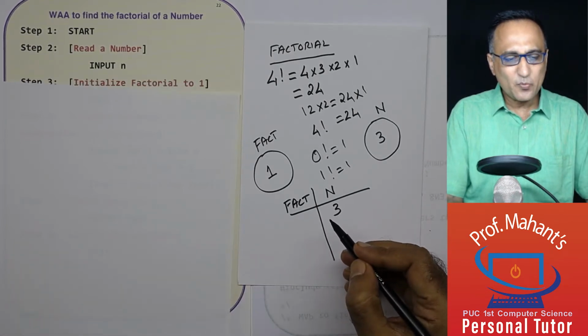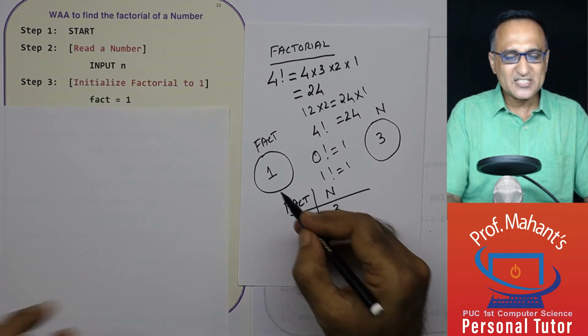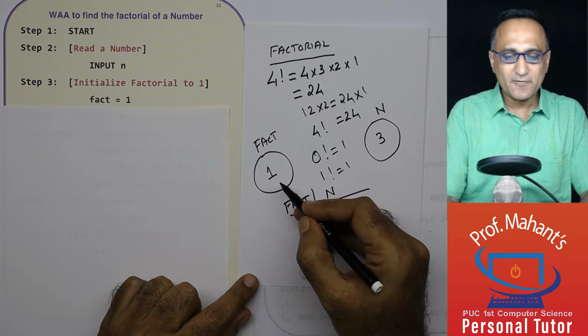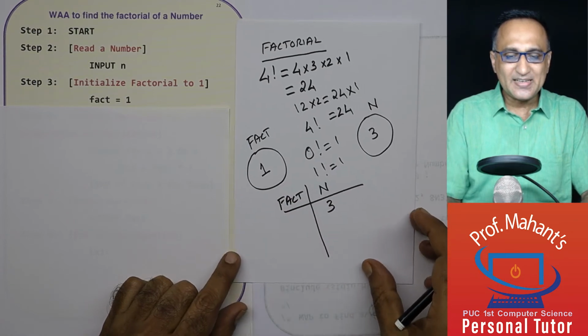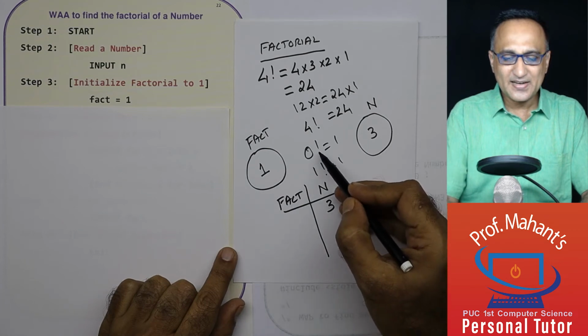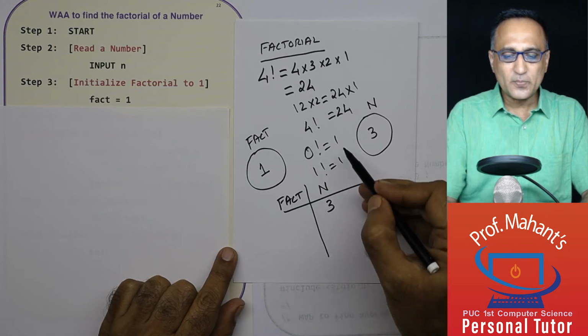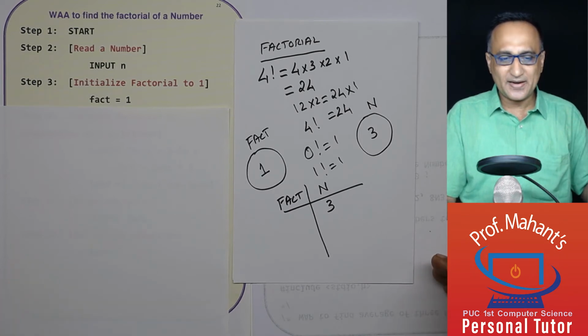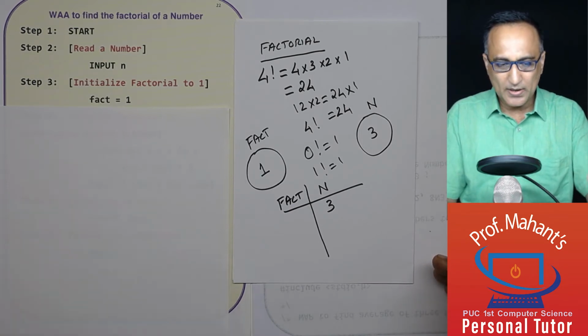In the next step, what I do is I initialize fact to 1. You will know why I am taking this variable called fact and putting it to 1. The reason being I want to ensure that if the value of n is entered as 0 or 1, it should print that factorial as 1. So I have taken a variable called fact. I've initialized it to 1.